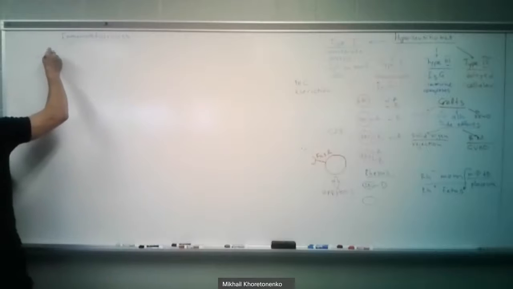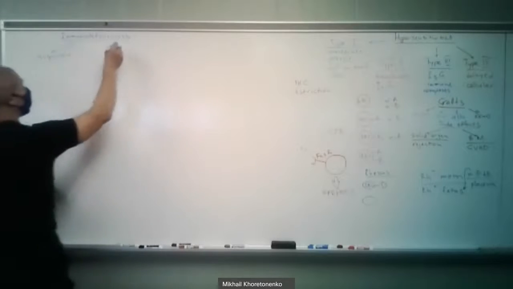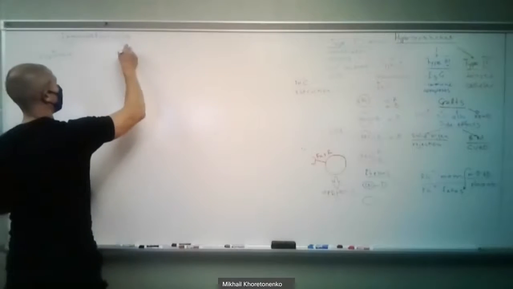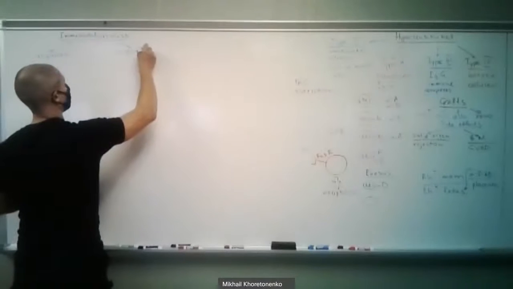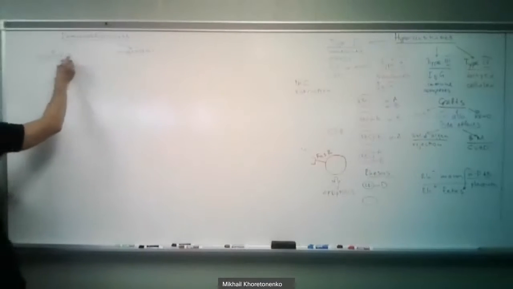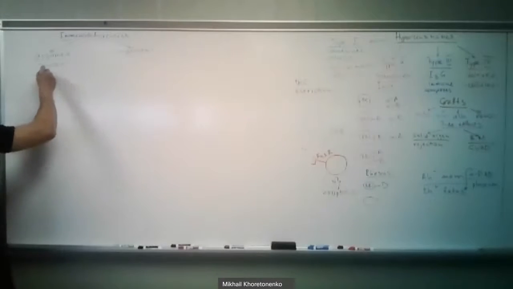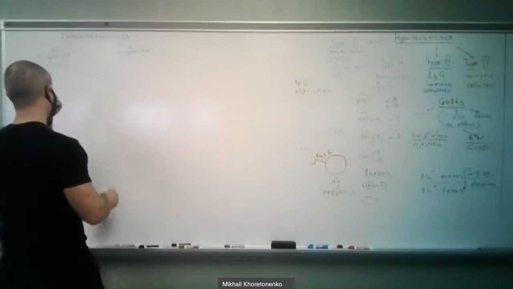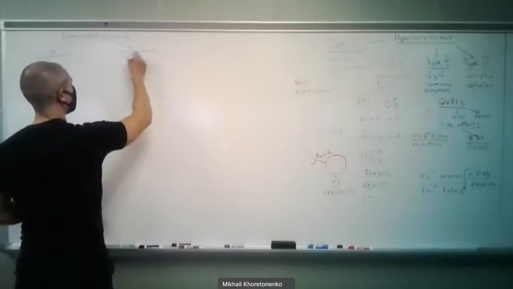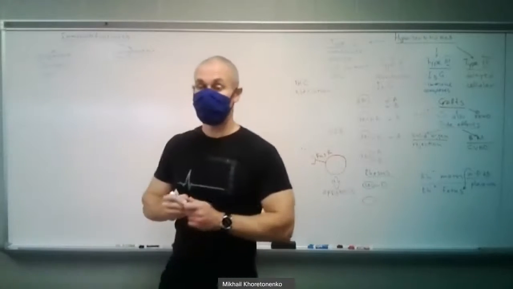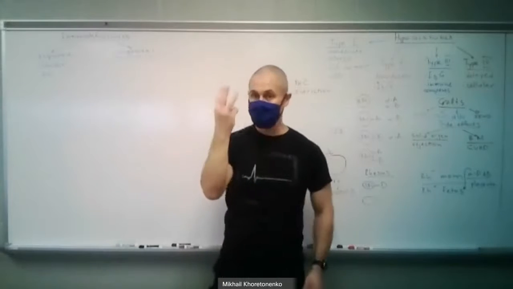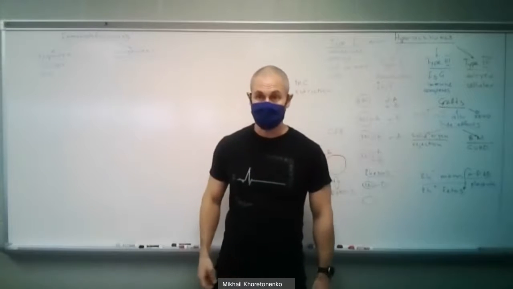Acquired and congenital. So acquired, you aren't born with those. Most common examples are cancer or HIV, the virus that we're going to talk about. And congenital immunodeficiencies, there are 3 that I can ask you about on the exam.